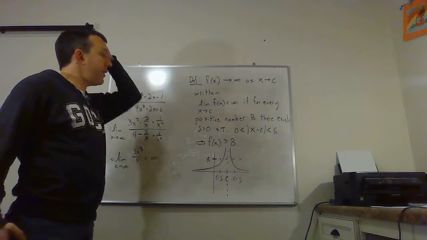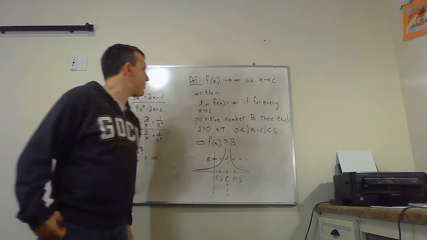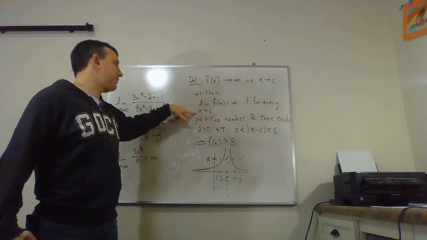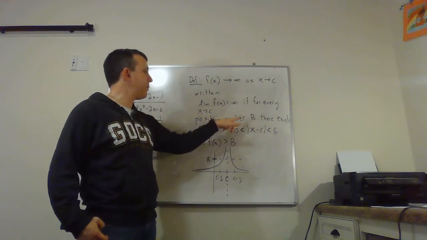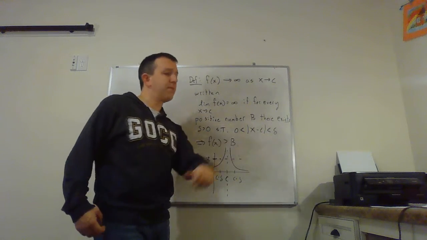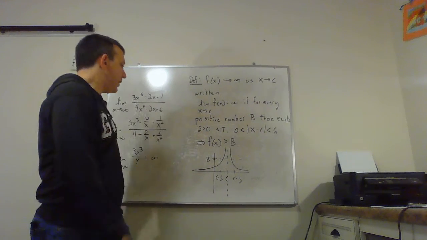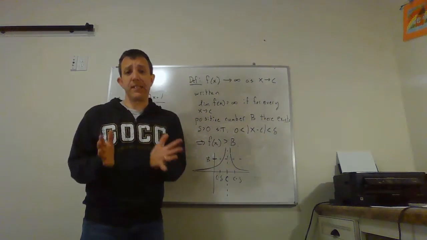Now we have a definition. The definition, we say that f of x goes to infinity as x approaches c, and it's written as the limit as x approaches c of f of x is equal to infinity if for every positive number b there exists a delta greater than 0 such that 0 less than the absolute value of x minus c less than delta implies that f of x is greater than b. Whew, that's a lot of stuff.